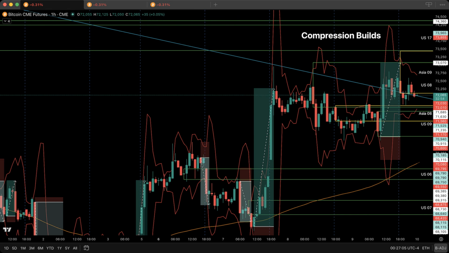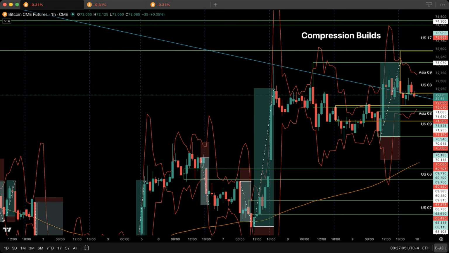Now observe how the session aligns. The April 9th U.S. session forms on top of the April 8th Asia session boundary. This again shows session memory. Sessions stack on top of prior interaction. They do not choose random locations. This is why structure repeats.